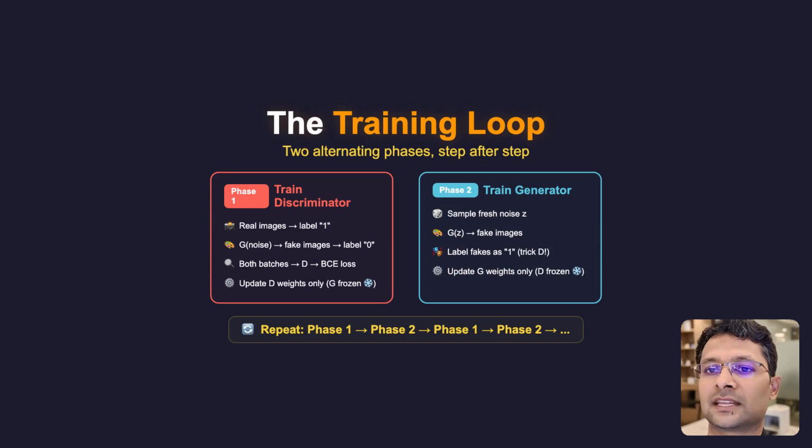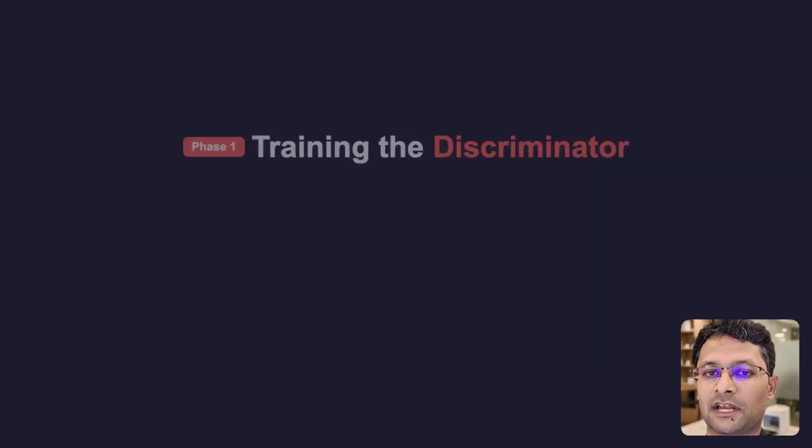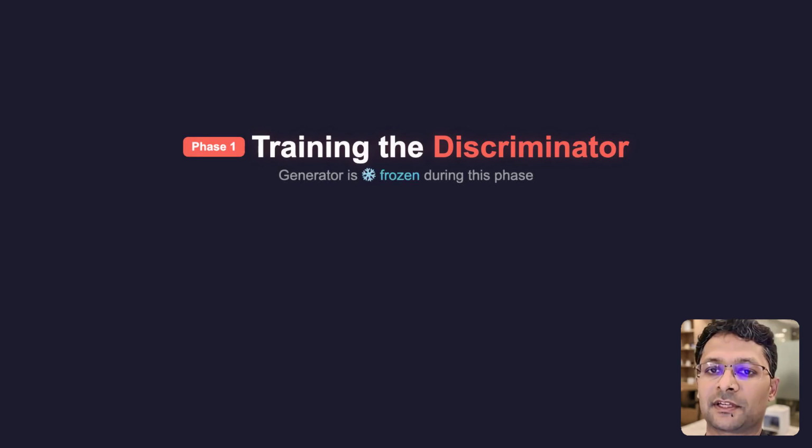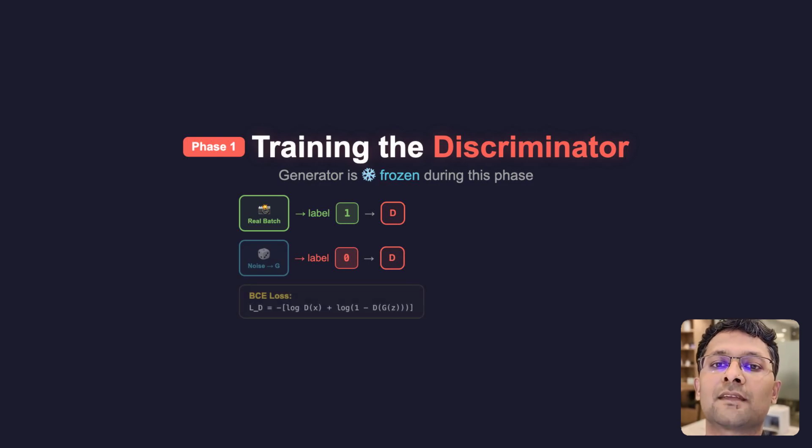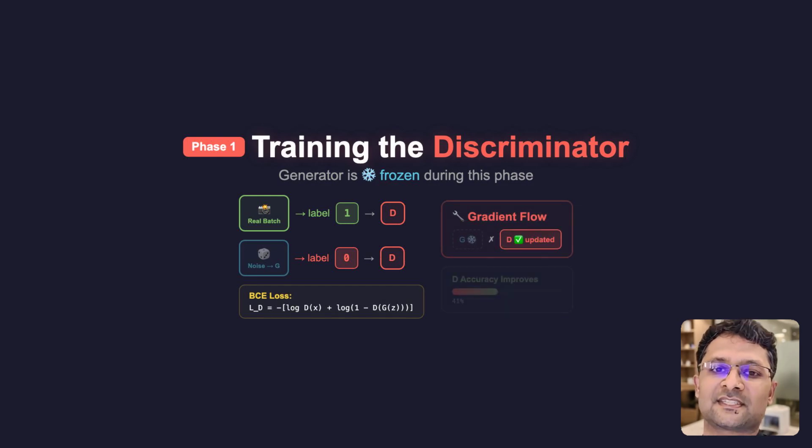Let's zoom into phase 1. We sample a batch of real images from our training data and label them as 1, real. Then we sample random noise, pass it through the generator to create fake images and label those as 0, fake. Both batches go through the discriminator, it makes predictions. We compute the binary cross entropy loss. The key detail, we only update the discriminator's weights here. The generator is frozen during this step. We want the discriminator to get better at distinguishing real from fake before we challenge the generator again.